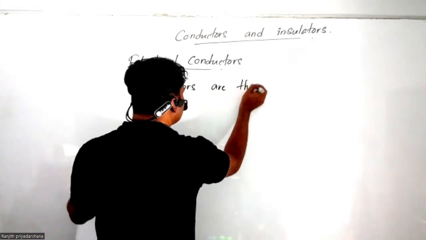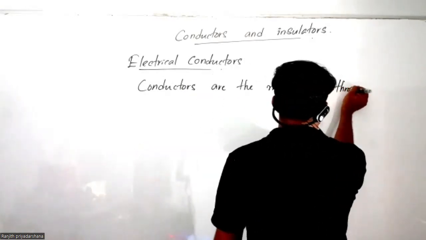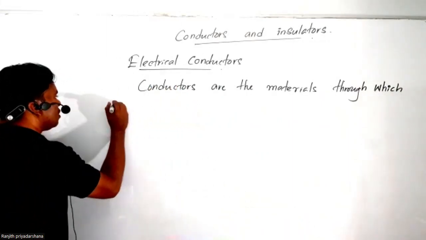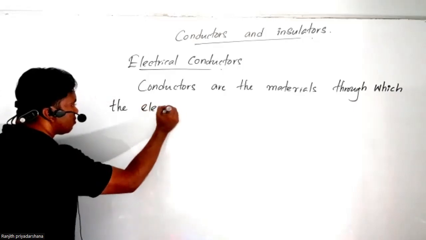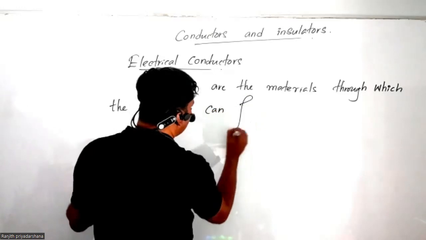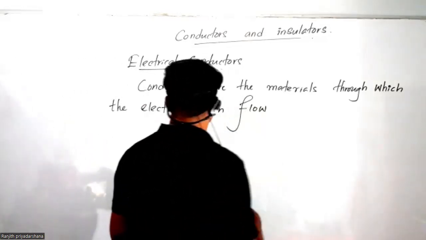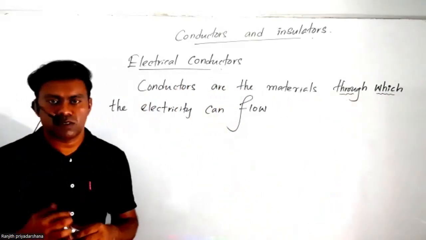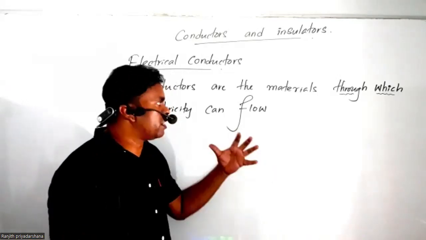Conductors are the materials through which an electric current can pass. Electricity can flow. Materials through which electricity can flow are called conductors. So this relative pronoun followed by a preposition is very important here. Conductors are the materials through which the electricity can flow or an electric current can flow.